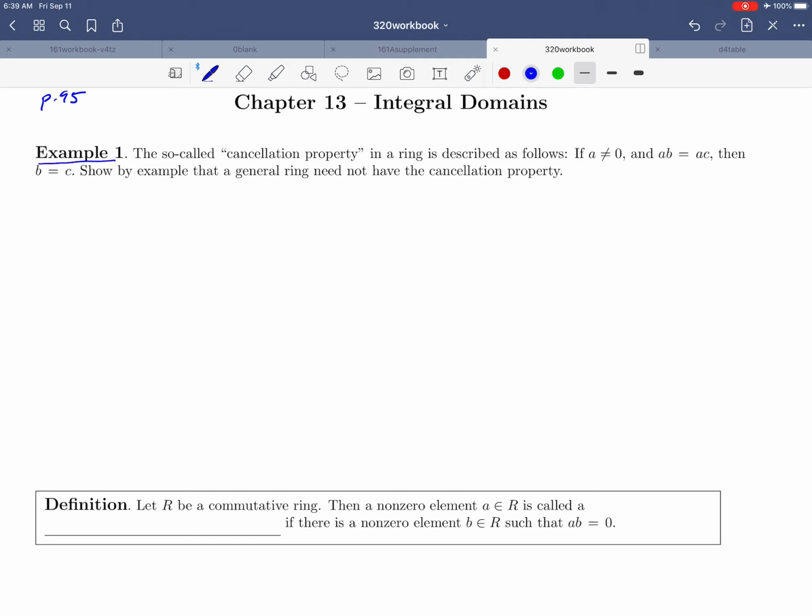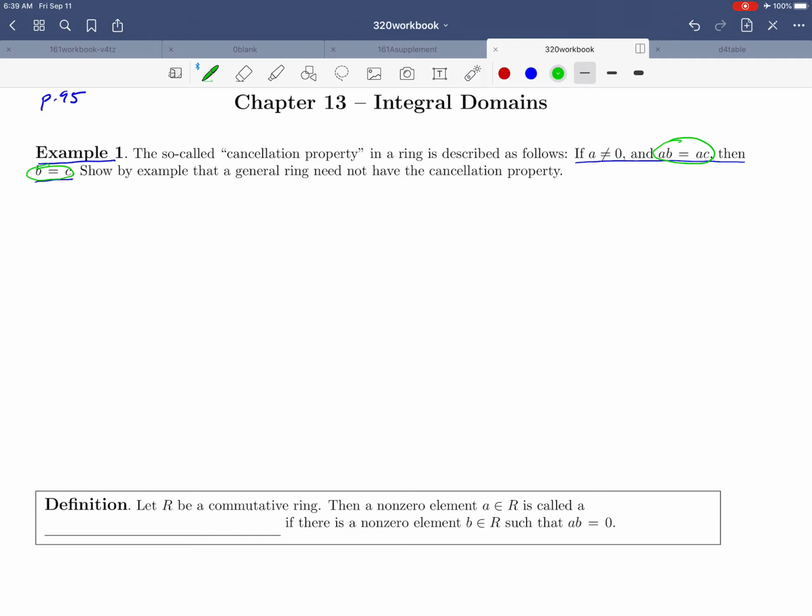So they introduce a property called the cancellation property in a ring. Here's what the cancellation property says: if A is not equal to 0 and AB equals AC, then B equals C. That's a property that you probably use without even thinking about it when you're doing arithmetic in the real numbers. If you start with a statement like this, and A is not equal to 0, you can just divide both sides of the equation by A and get B equals C.